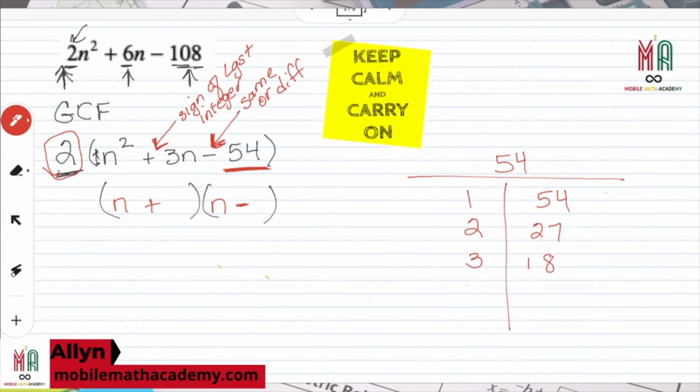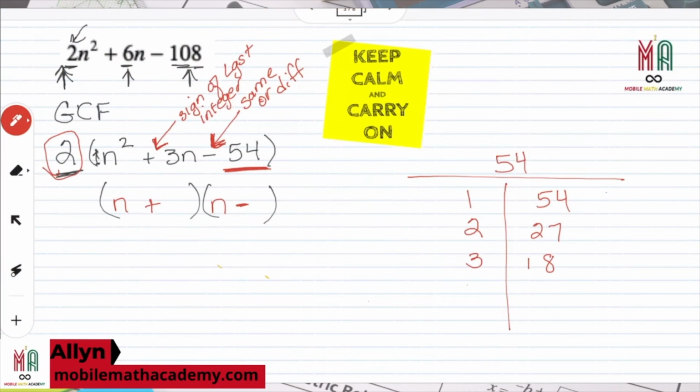Let's see, can 54 be divided by 5? No, and remember, we want whole numbers. So make sure that you have your calculators out, because you want to make sure that you're dividing and finding all the factors of 54 that are whole numbers. All right, so we don't have 5. What about 6? We got 6 and 9.